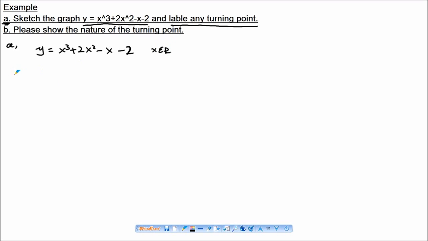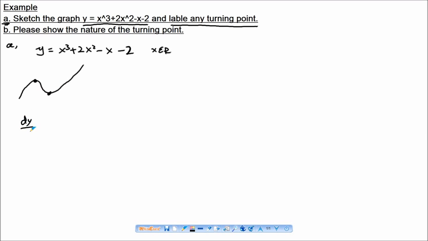Now let's find its turning point first. Remember when we did cubic functions, the coefficient of x cubed is positive, so the shape of the graph would look like that. Now I need to find these two turning points.